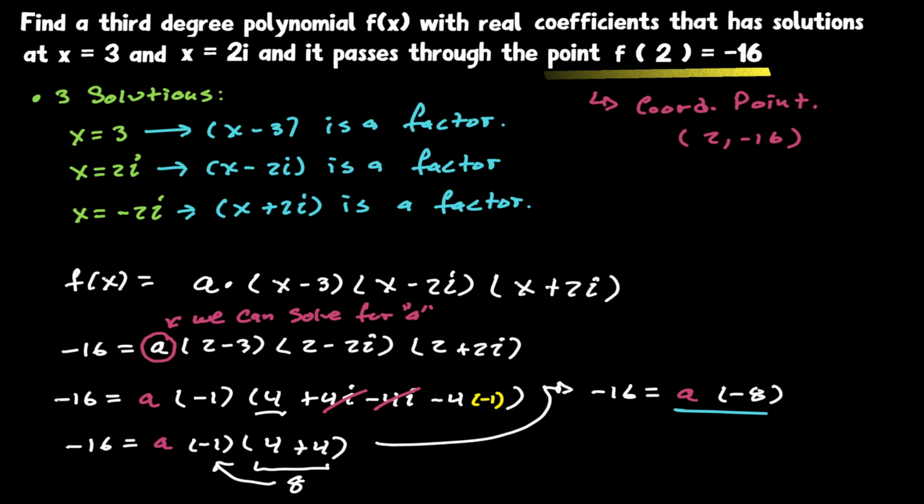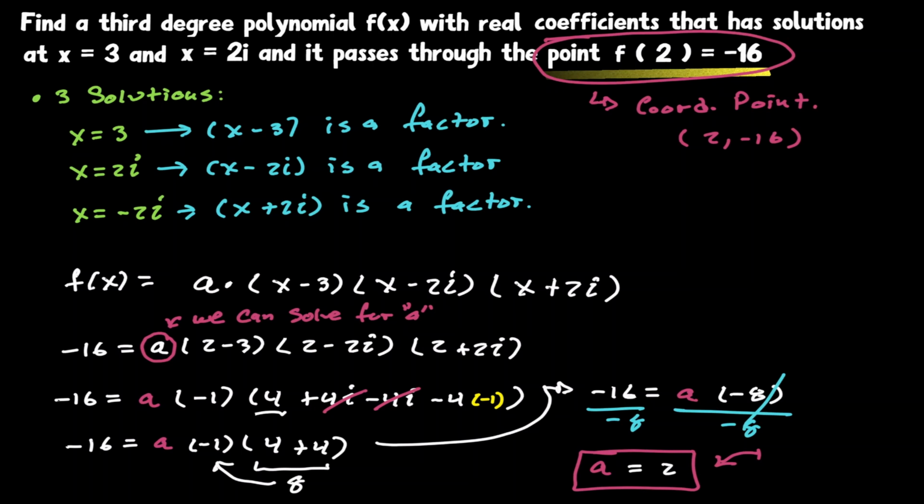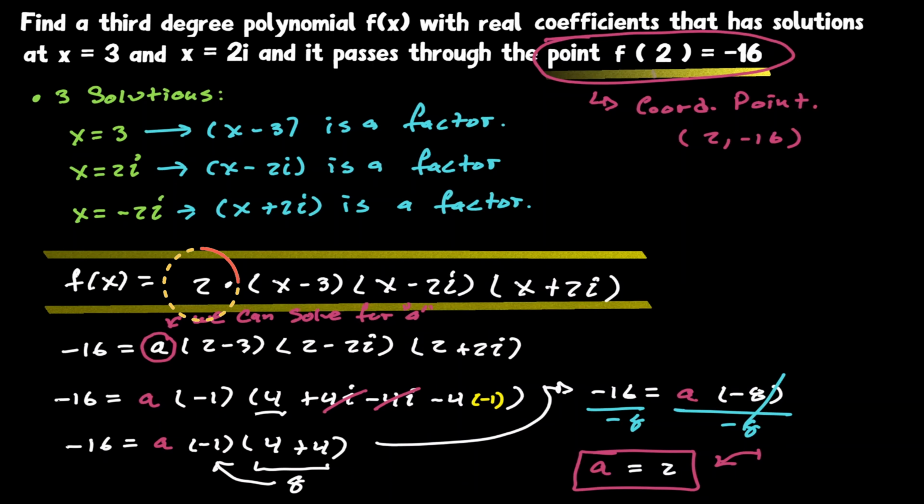And now finally, if we divide by negative 8, we have found what we were missing, the coefficient a, which in this case is going to be positive 2. So when we let the value of a be 2, we are going to guarantee for our function to pass through the point 2, negative 16. So now let's just place our value of a in our definition for our polynomial. So here we have our final result.